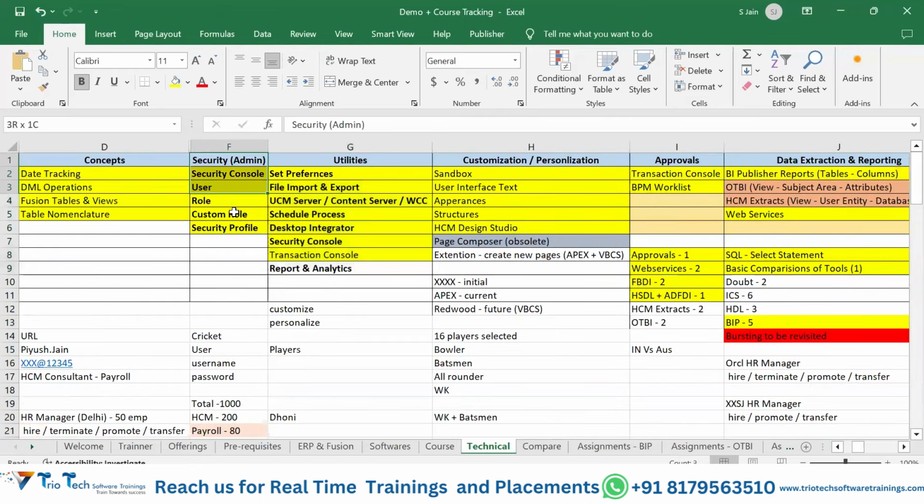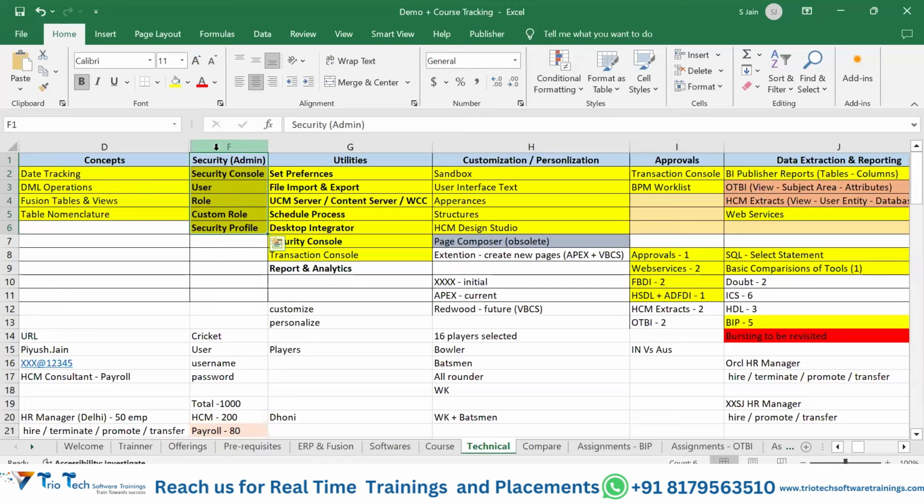Apart from that, it is not coming as part of Fusion technical, but there is a concept called security: how the security of the application is handled. What are users, how the users are provided with user access, what are roles, what the admin functionality is, how the admin will manage the different users, and how the admin will give different roles or access to the users. All of this is not part of the job responsibilities of a technical consultant.